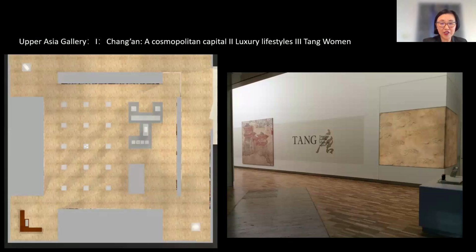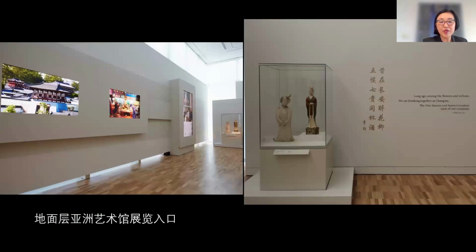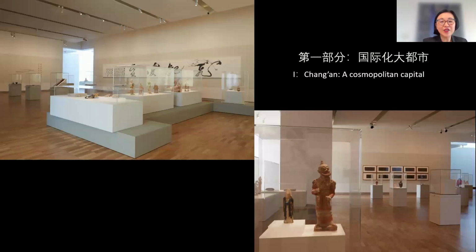So in the Upper Asia, there are three themes in the gallery. The first was Chang'an, the cosmopolitan capital. We started the show by putting two artifacts, Tang Dynasty figurines of a man and a woman, welcoming everyone. And then this is a view of Chang'an, a cosmopolitan city.